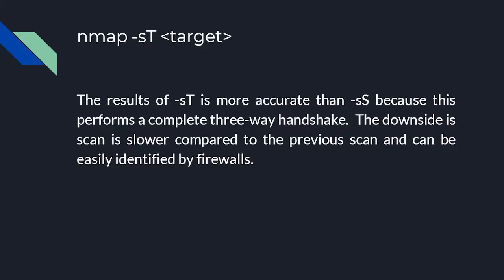So the next command is nmap -sT and the target. The -sT is more accurate than the -sS because in -sT, the complete three-way handshake is implemented by Nmap. But the downside of the scan is that, compared to -sS, it is a bit slower and it is easily identified by the firewalls and the IDS. So this is the same way I implemented the previous scan. Instead of -sS, you have to add -sT.